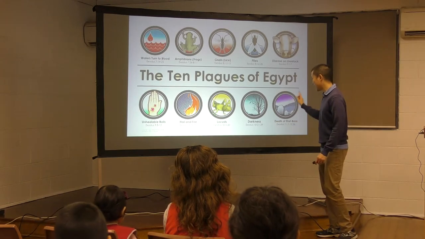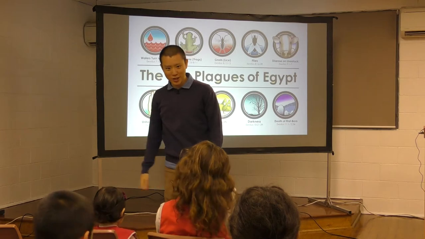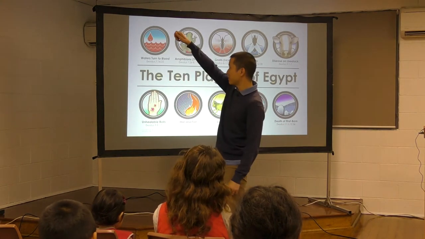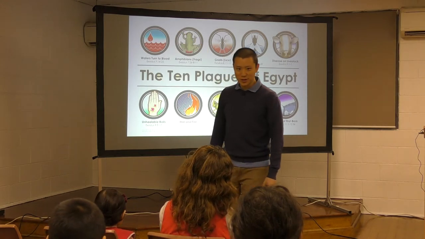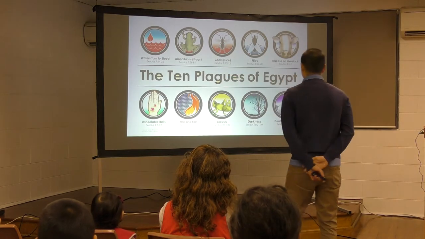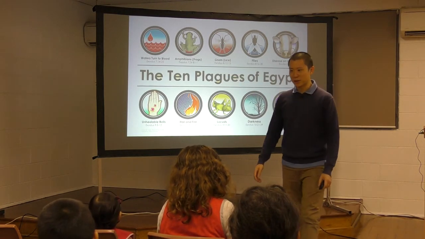And then number 10, if you remember the Passover, when they put the blood on the doorposts, God sent the angel of death into the camp. And anyone that didn't have the blood on the doorpost, their firstborn child died. And it was at that point when Pharaoh decided to let the people go.